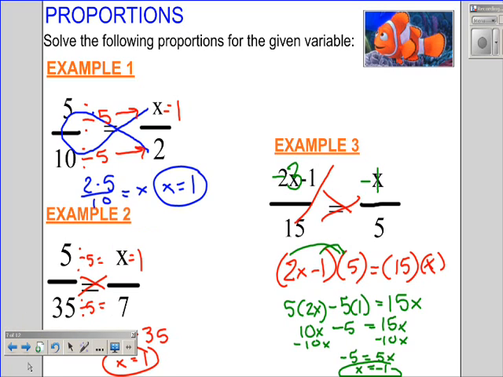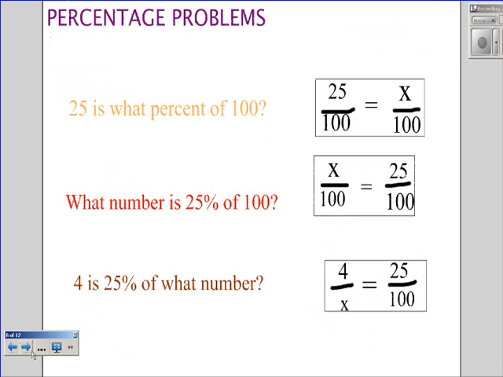So there I have it. Let's take a look here at some percentage problems, just getting them set up. So if the problem says 25 is what percent of 100? Well, 25 out of 100 is what percent out of 100? Well, it would be 25%.